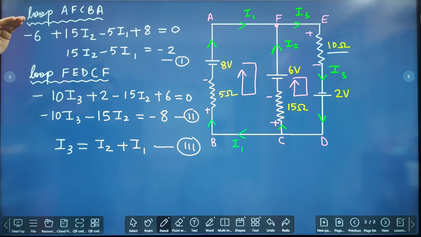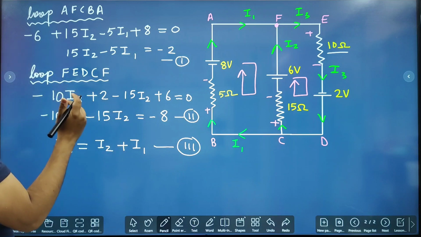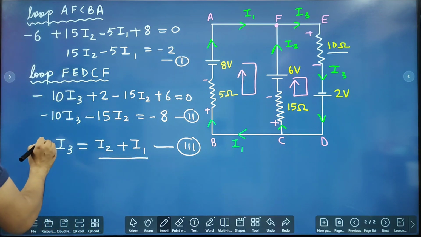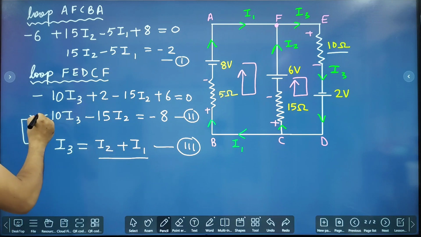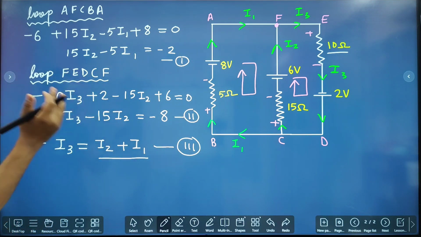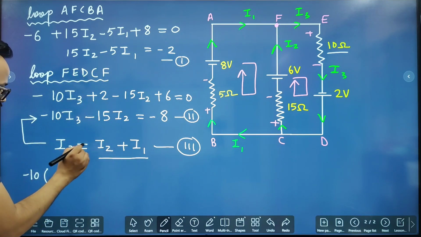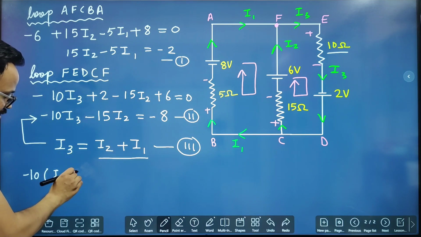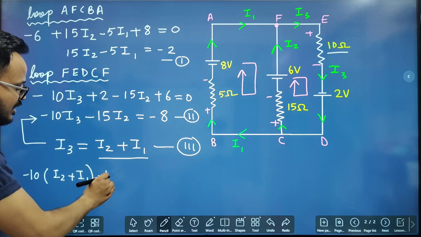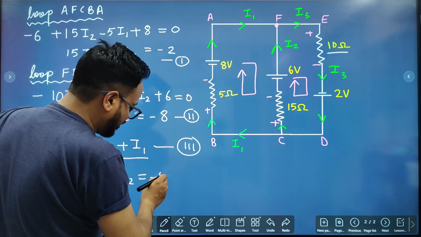So now we are going to solve equations 1, 2 and 3 to find the values of I1, I2 and I3. What we will do, we will substitute this value of I3 in this equation, and both the equations, this and this, will become equations in I1 and I2, and we will solve those equations and find the values of I1 and I2. Okay, this becomes minus 10. So in place of I3 I am going to write I2 plus I1, minus 15 I2 equal to minus 8.